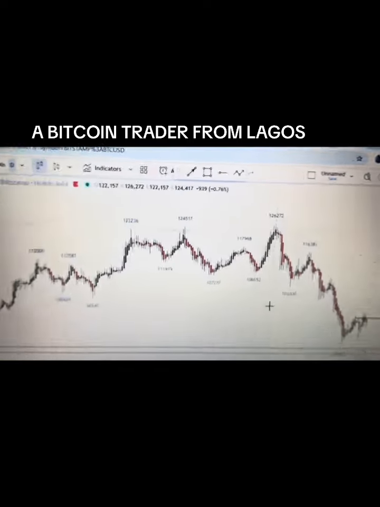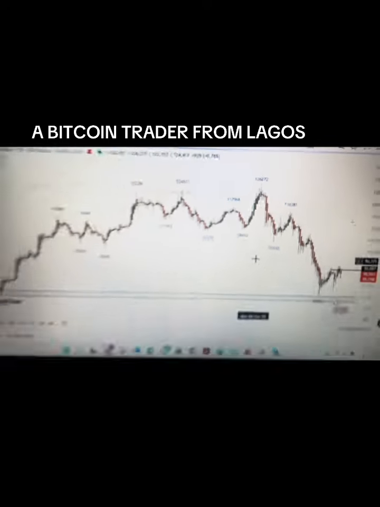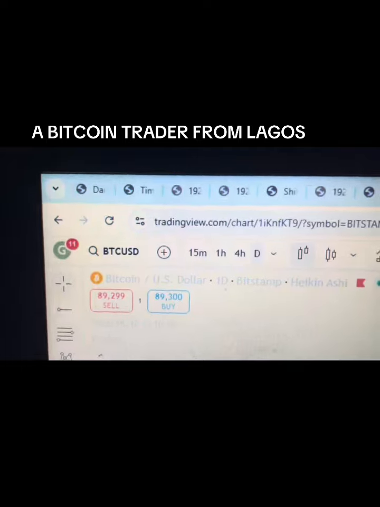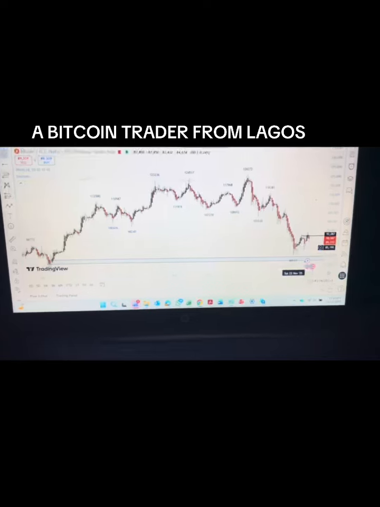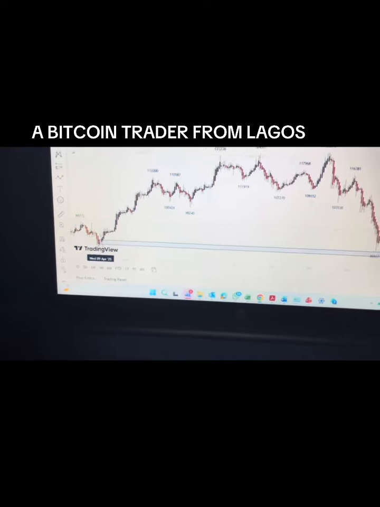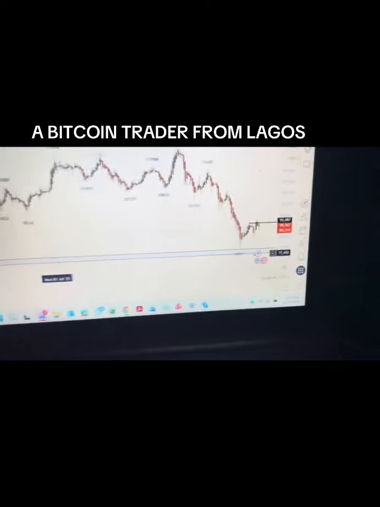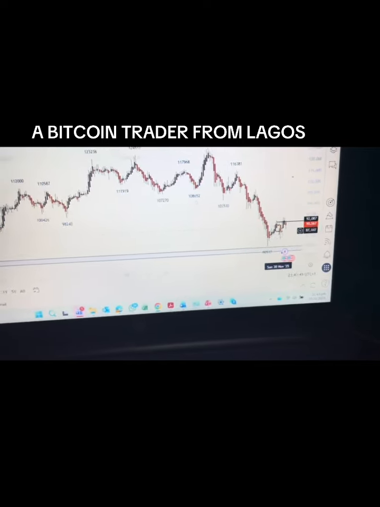Price got to about 126277. This is on the daily time frame, guys. Can you see? Please bear with me. Now when price got to this line right here, this spot, it created this bullish momentum. And price was about getting to that line. Price reacted to the upside.